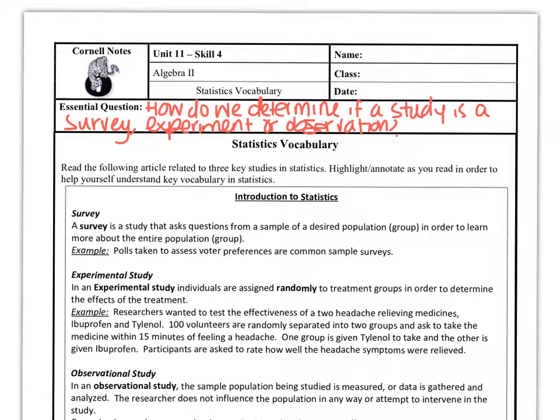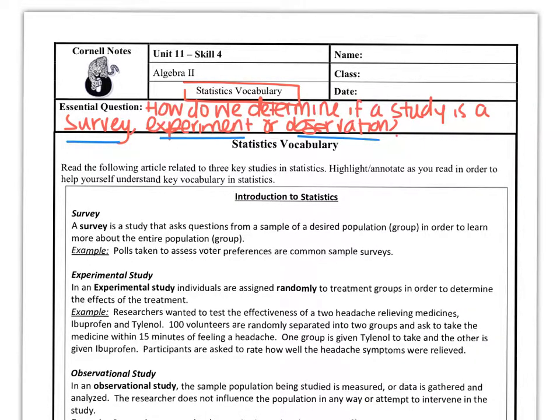We're looking at Unit 11, Skill 4, and it's all about statistical vocabulary, but we're going to focus on three types of studies. We have a survey, an experiment, and that word says observation. I'm sorry, it's super messy.